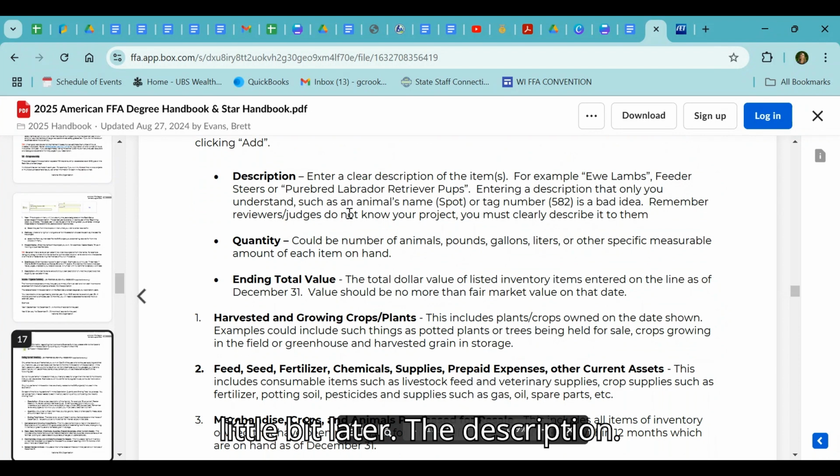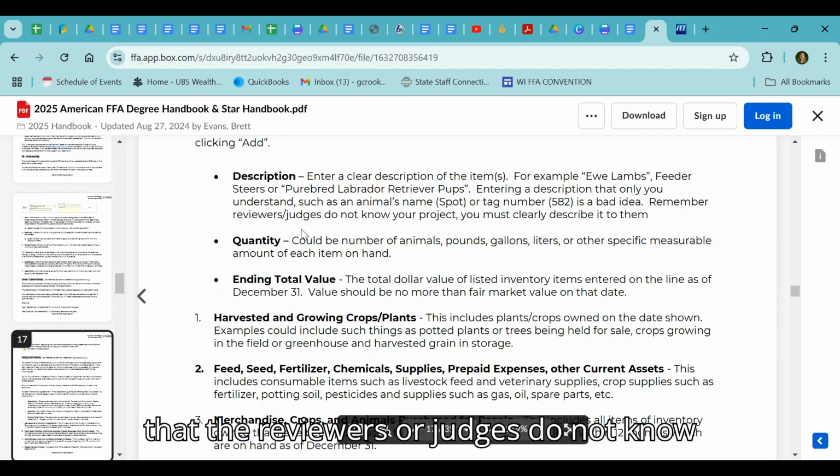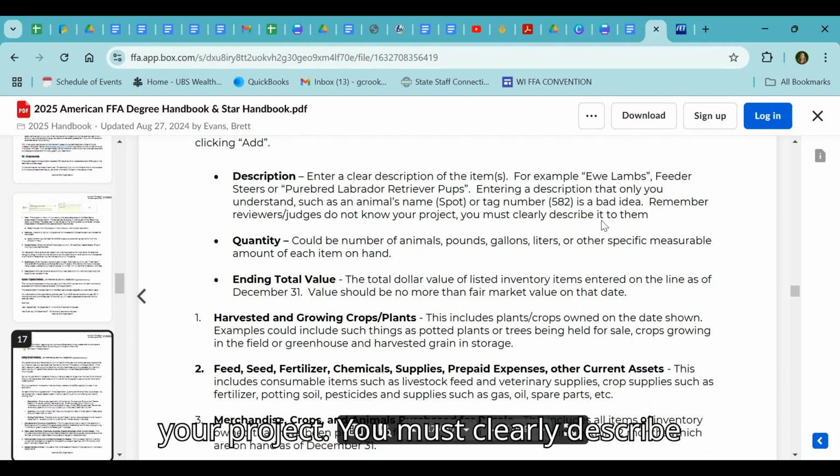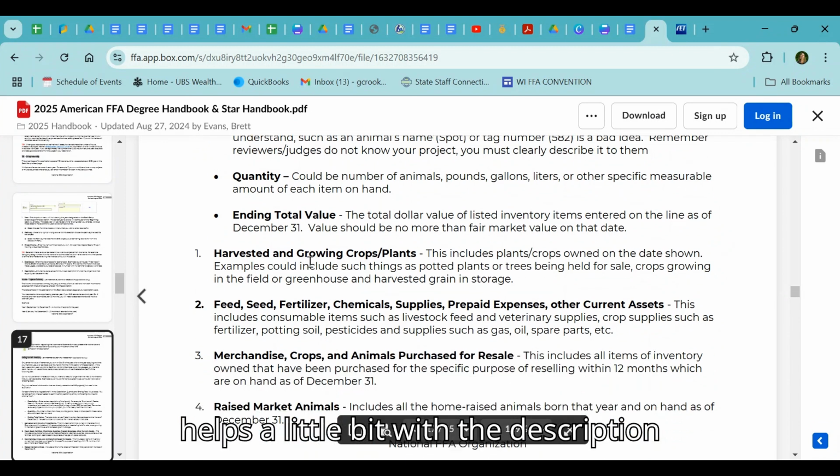The description, make sure you enter a clear description of the items. For example, ewe lambs, feeder steer, or purebred Labrador Retriever pups. Entering a description that only you understand, such as an animal's name, spot, or tag number 582, is a bad idea. Remember that the reviewers or judges do not know your project. You must clearly describe it to them. I also like to see included when you acquired or purchased the item, and that helps a little bit with the description.